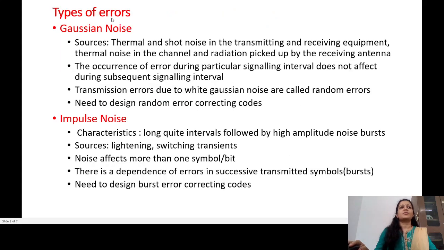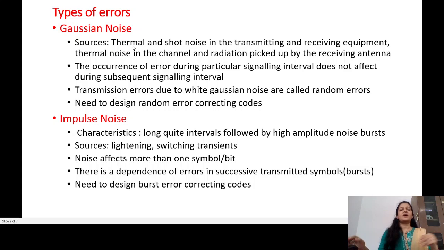Which are the different types of errors? There are basically two types of errors that we can consider. One is Gaussian noise and another one is impulse noise. What are the sources of Gaussian noise? Gaussian noise sources are thermal and shot noise. The thermal and shot noise might be due to the transmitting and receiving equipment, or it can be thermal noise in the channel, or it can be due to radiation picked up by the receiving antenna.